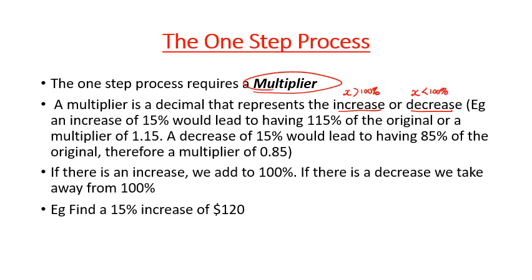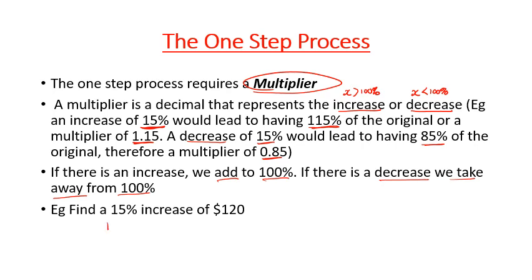Now, if we did an increase of 15% like we did last time, that would actually give us a total of 115%, or 1.15 as a decimal. A decrease of 15% would actually lead to 85%, because that's 100 take 15. Okay, decrease is take away, and therefore it'd give us a decimal of 0.85. So obviously just here, if there's an increase we add, if there's a decrease we take away, all from 100%.